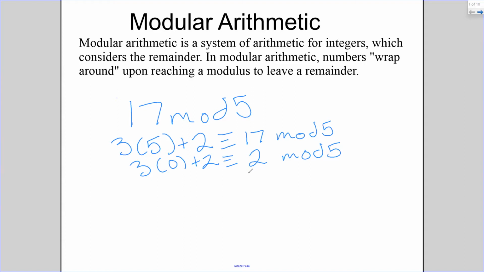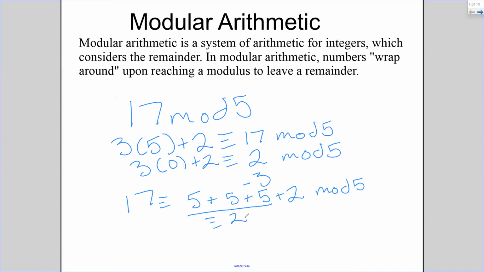We could also take this back even a little further, and subtract another 5 from this and make it -3 instead. Another way to think about this is you could say that 17 is congruent to 5 plus 5 plus 5 plus 2, and all of these 5s are going to be equal to 0 when we're dealing with mod 5, and so this would just get us 2. So again, we see this wrapping around feature.